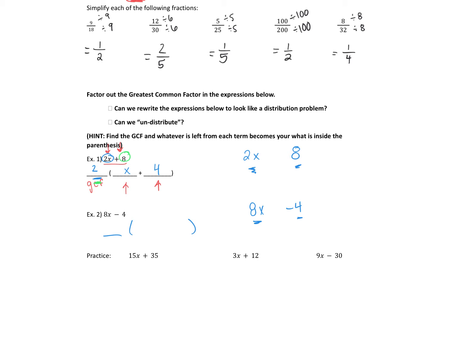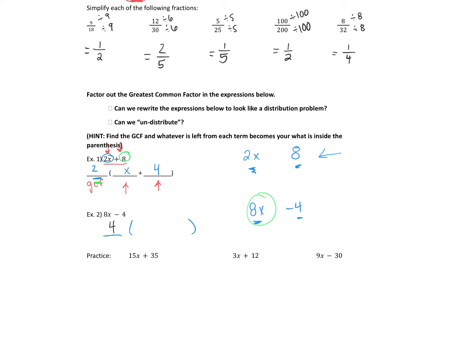Okay, now I know that my greatest common factor between 8 and 4 is 4, because 4 fits into 4 and 4 also fits into 8. Same thing as example 1, only one of my terms has an x, so I cannot factor out an x. So my GCF in this example is 4.